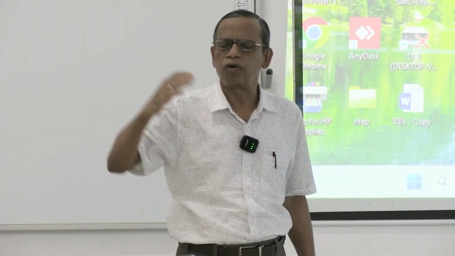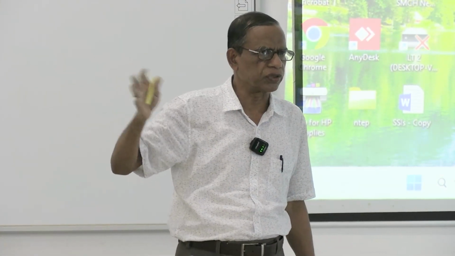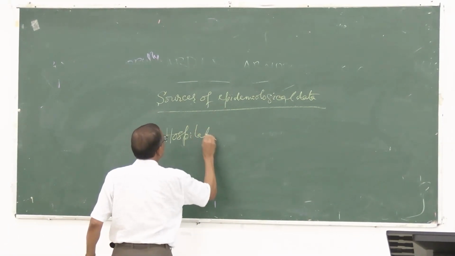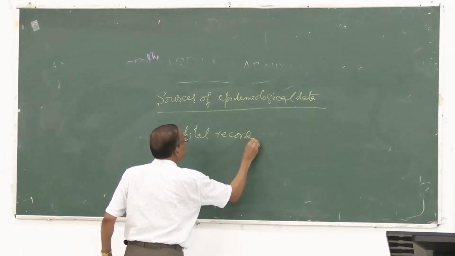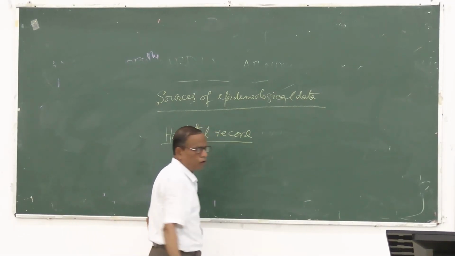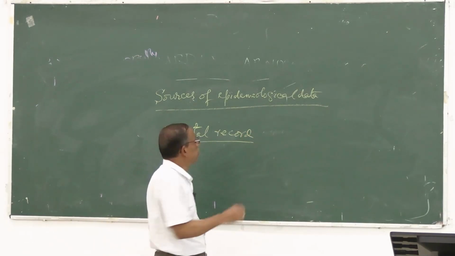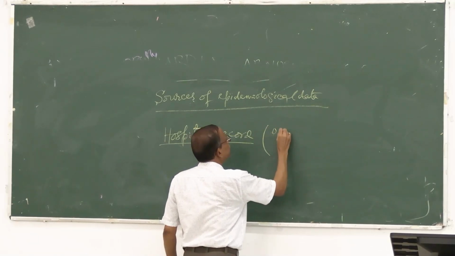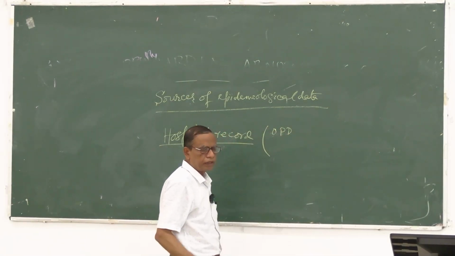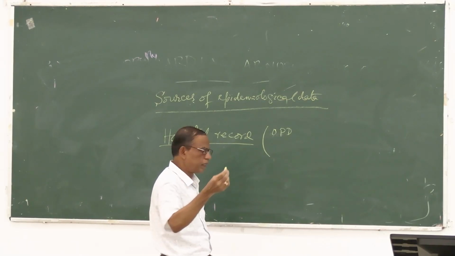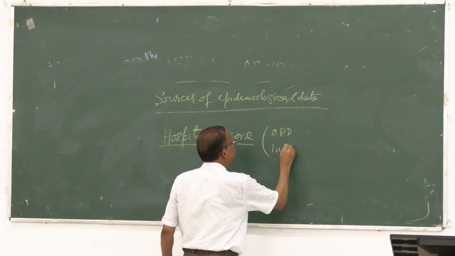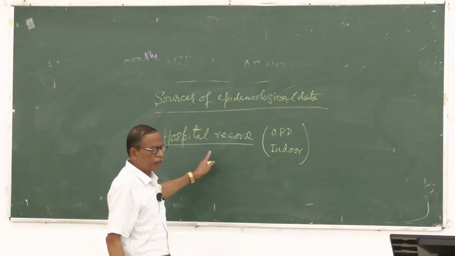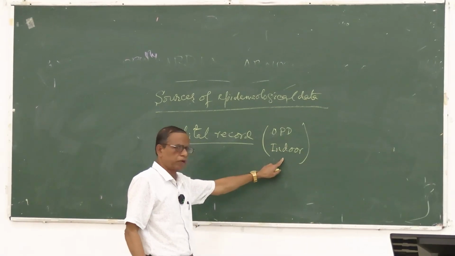One important source is hospital record. At hospital, patients are coming in the OPD, outpatient department, and patients are admitted in the indoor. So, sources of data at hospital mainly from the OPD and also from the indoor.